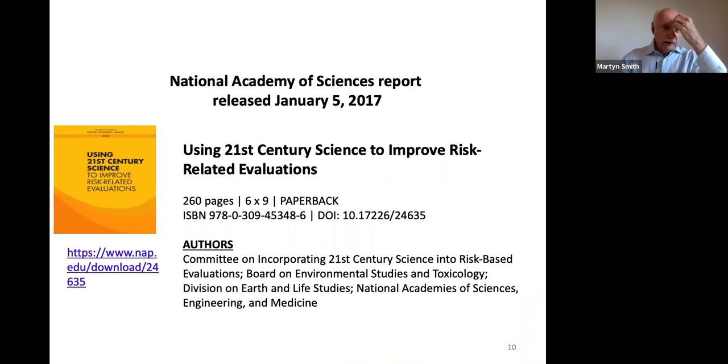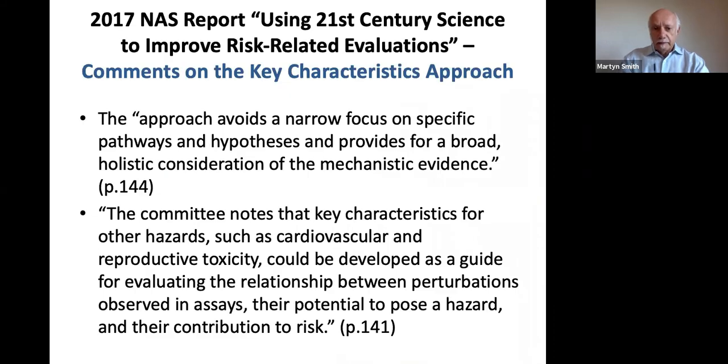The National Academy looked at the key characteristics idea for improving risk assessment in its 2017 publication, and they concluded that the approach avoids a narrow focus on specific pathways and hypotheses and provides a broad, holistic consideration of the mechanistic evidence, which is really what we want. They also noted that we should develop key characteristics for other hazards such as cardiovascular and reproductive toxicity, which is what we have done.